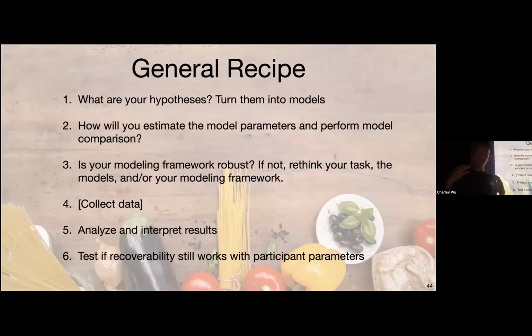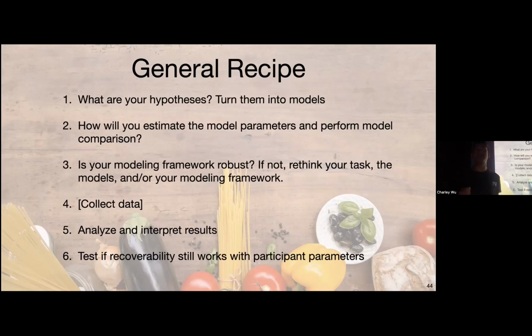Ultimately, though, this is a general recipe that should be quite robust to the uniqueness of your own experiments and research questions. So the first step, of course, is: what are your hypotheses? Generate good hypotheses and then turn them into models, right? We want to avoid the vagueness of verbal theories by grounding them in concrete computational mechanisms in specific computational models. Next, how will you estimate the model parameters before the model comparison? Figure out which approach that we described you're most comfortable with and seems appropriate for the data.